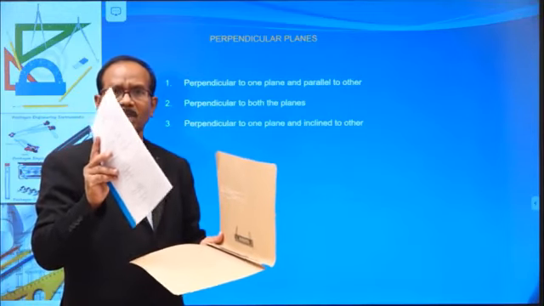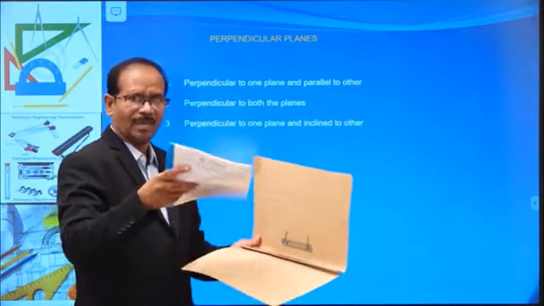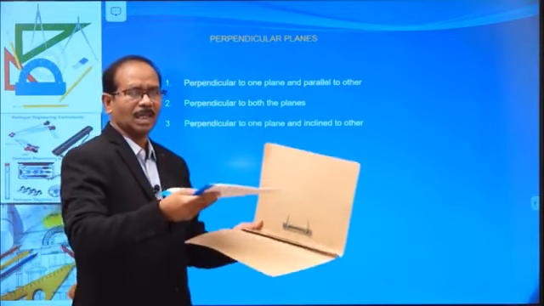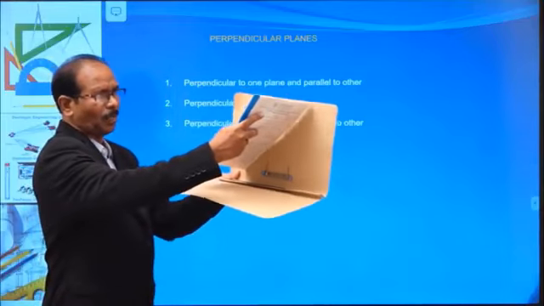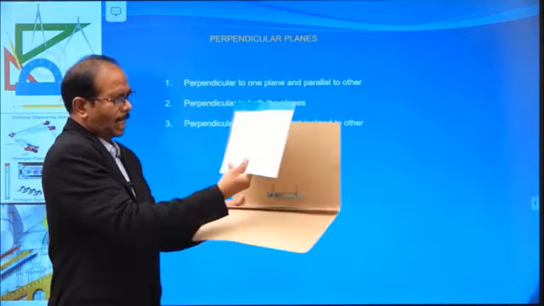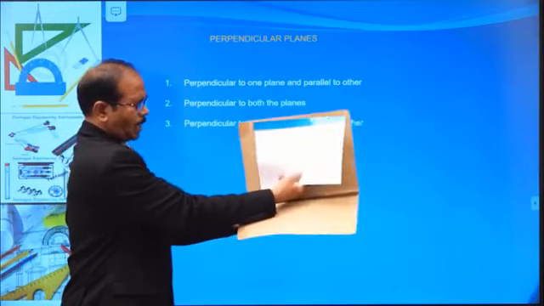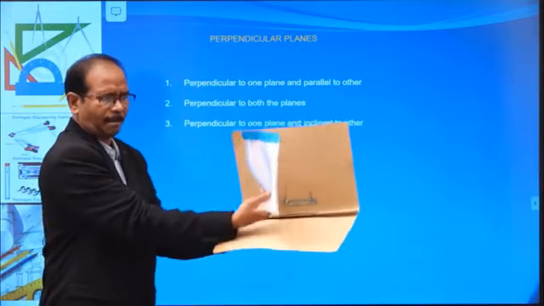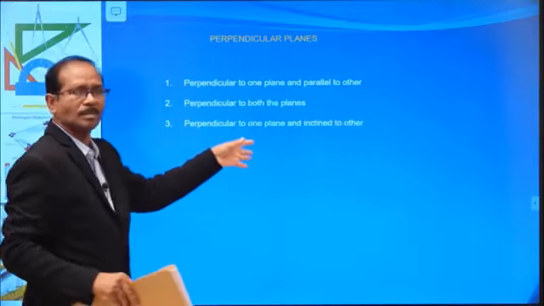This type of problems are solved in two stages. Clear? So we will cover it in the next 2 or 3 slides. Now first, these are all the conditions: line inclined to HP perpendicular to VP, or line inclined to VP perpendicular to HP. So these are all the conditions.